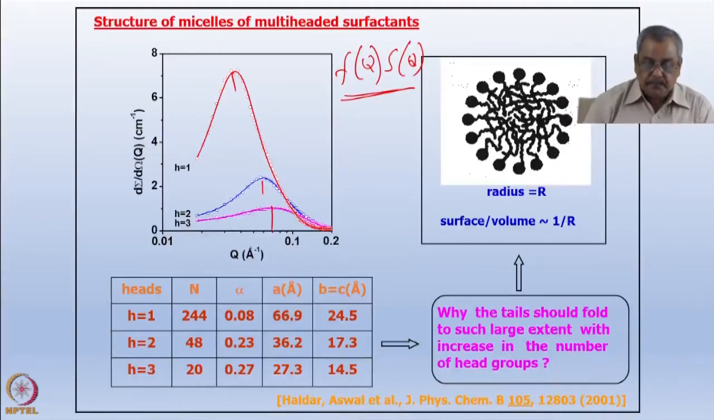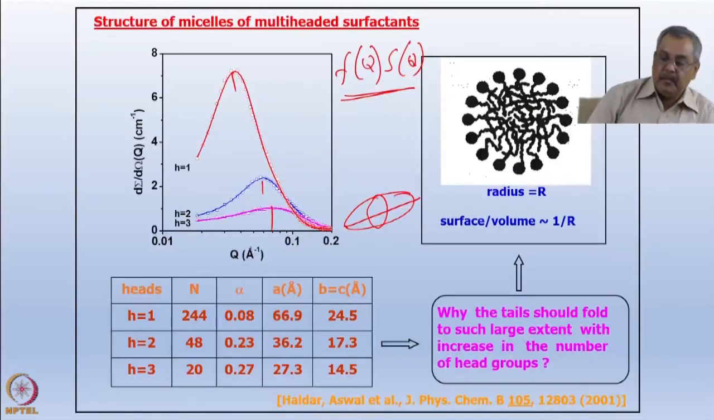And also, you can see the A and B values. A is the semi-major axis, and B equal to C is the semi-minor axis. So it's a prolate spheroid, B equal to C, A. So you can see, under the assumption that the micelle takes a prolate spheroid shape, we find the parameters for the prolate spheroid. These are all in angstroms.